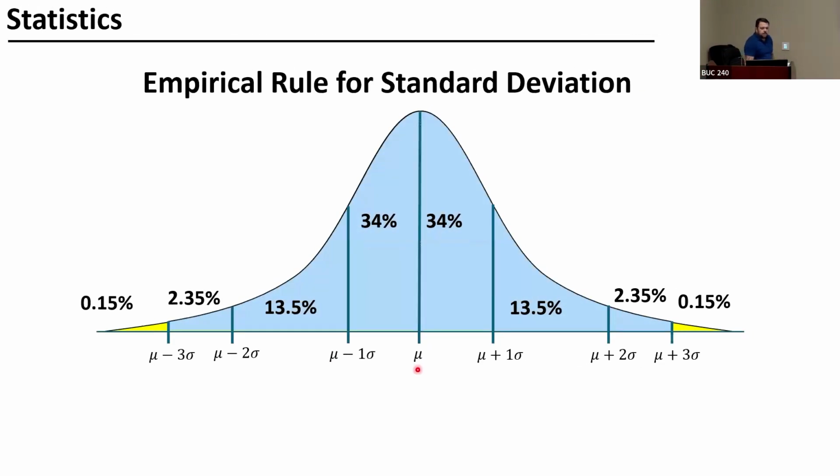So notice we can also do this. You will need to know this as well. Good news, you only really got to know half of it. Because if you can memorize this half, then you've got the other half. It's a mirror image. It's symmetrical. So you got 0.15, 2.35, 13.5, and then 34, which makes sense because 34 and 34 make the 68.